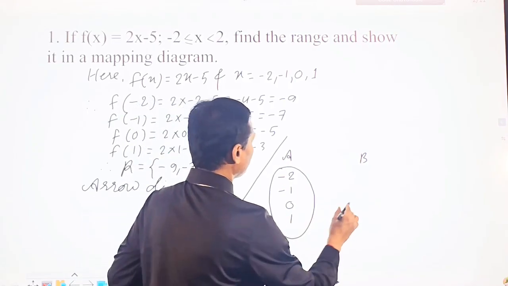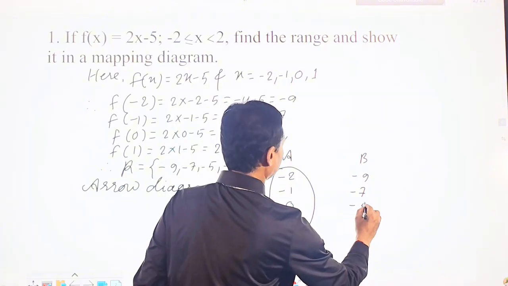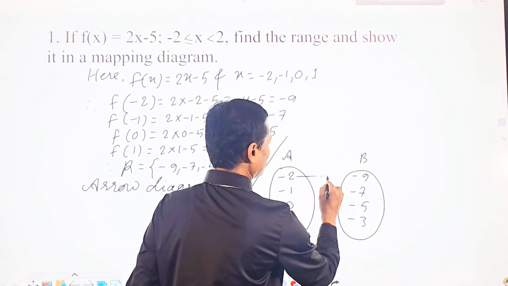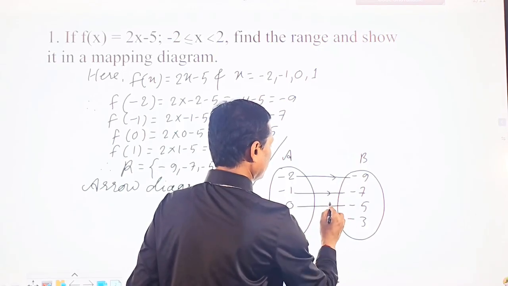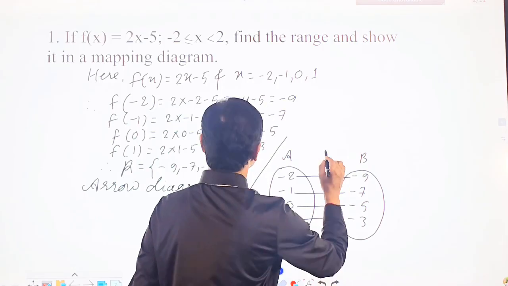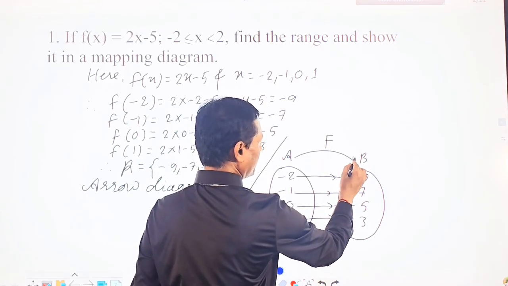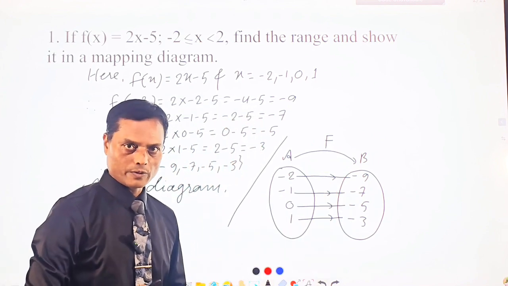Likewise, for B we have -9, -7, -5 and -3. And then we are going to make pairs, right? So here, and this is the function, so we can write f from A to B. So this is the mapping diagram. I hope you are understanding.